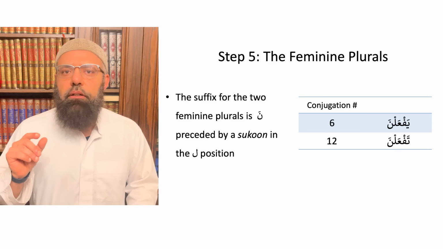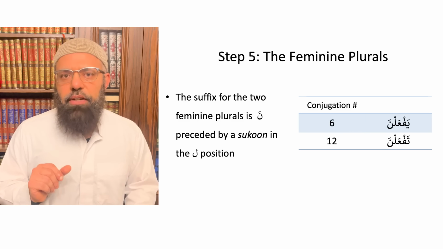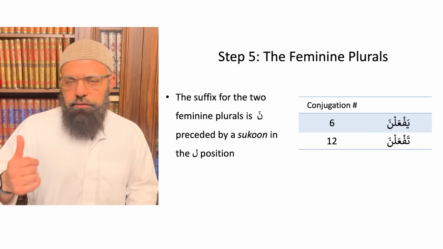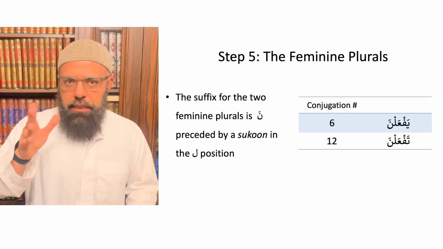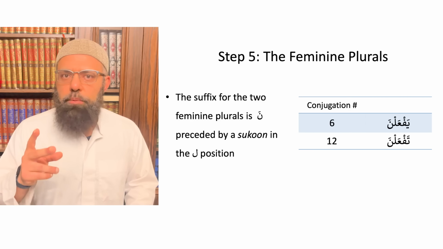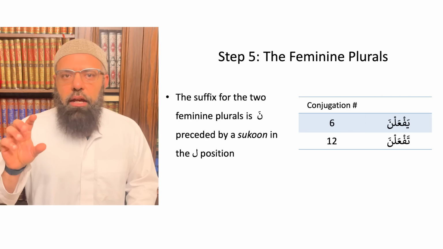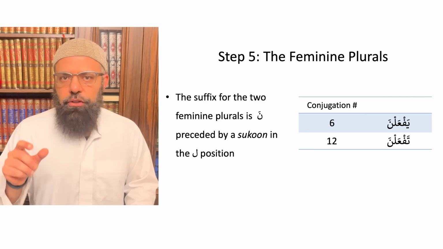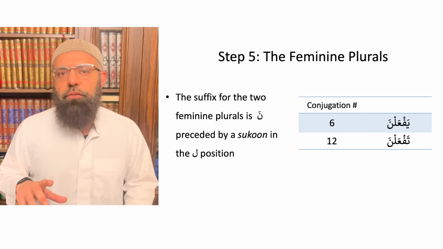Continuing forward, groups of females, their suffix is a noon, and the noon has a fatha, as opposed to the 4 duals, where the noon had a kasra. Ani, ani, ani, ani, 4 of them. And the 2 plural masculines were una, una: a waw plus a noon for the 3rd one, and a waw plus a noon for the 9th one.